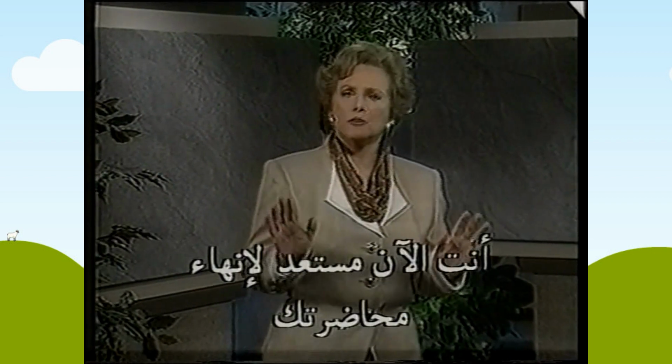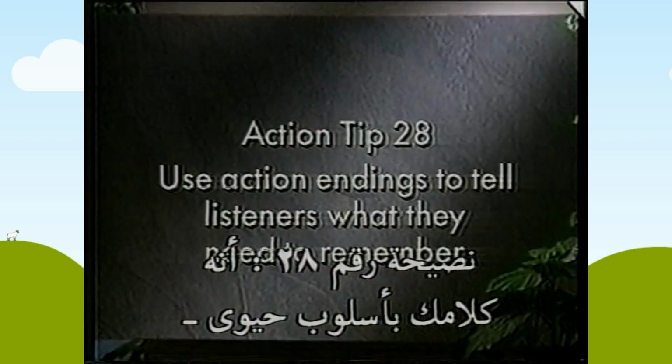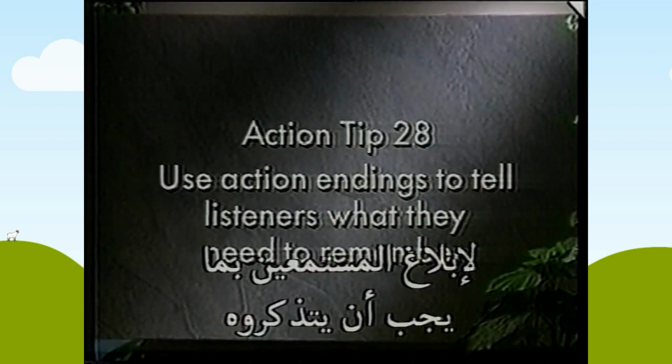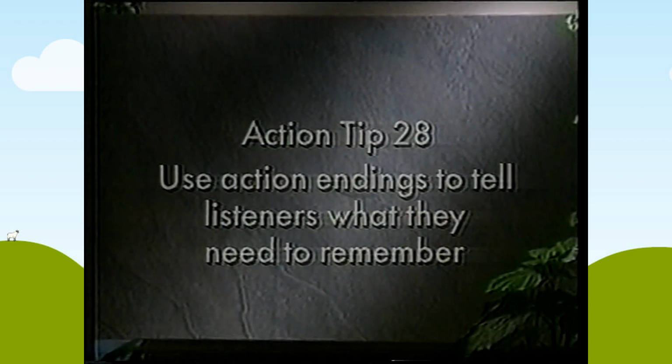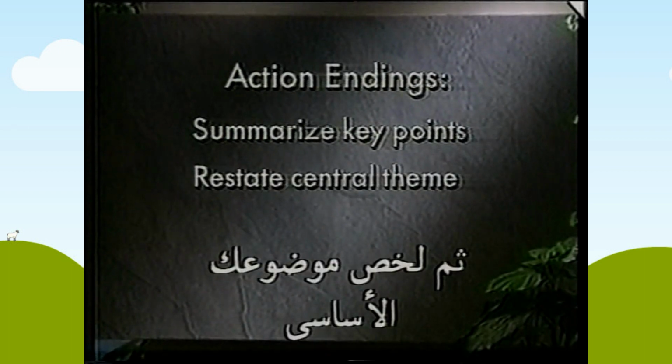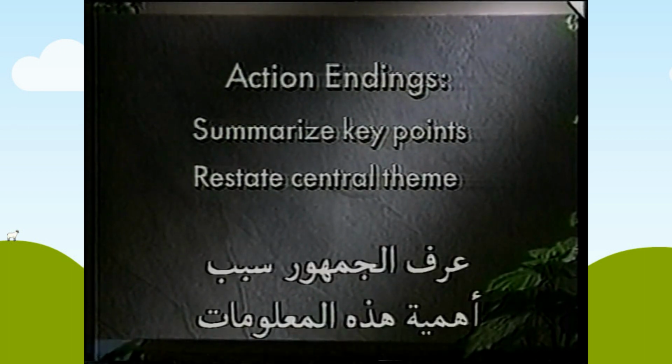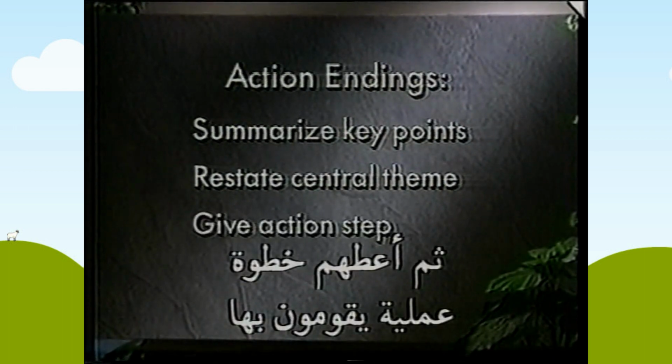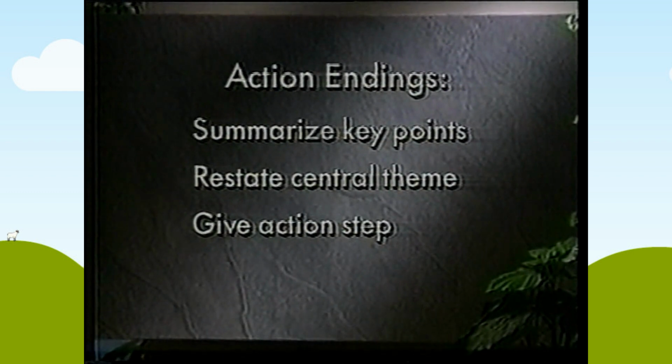We're now ready for the wrap-up of your presentation. This vital segment is dealt with in action tip 28. Use action endings to tell listeners what they need to remember. I'll start by summarizing your key points. Then restate your central theme. Let the listeners know why this information is so important. And then give them a clear action step, something they should do in regard to your message.